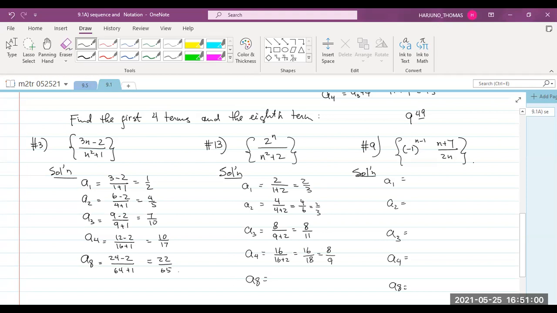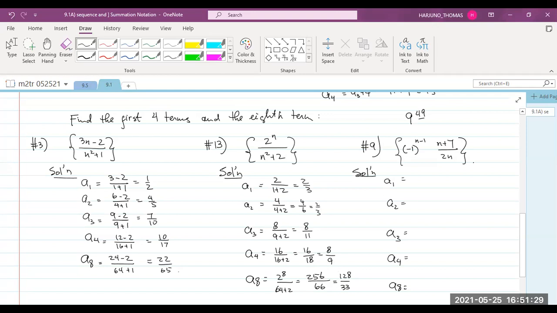And then the 8th term, that's 2 to the 8th over 64 plus 2. What's that? 256 over 66. I think I can reduce by 2. 128 over 33.